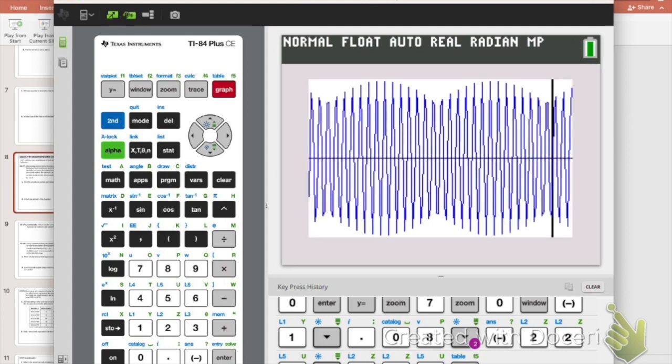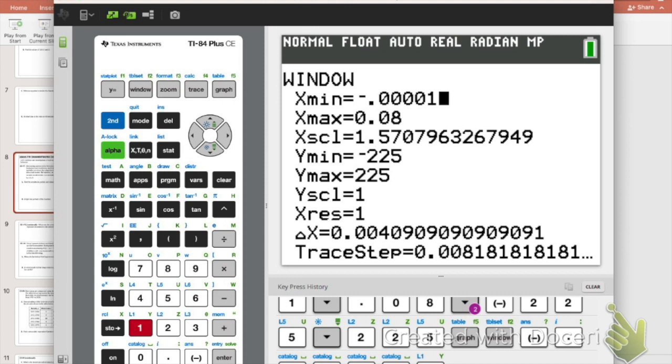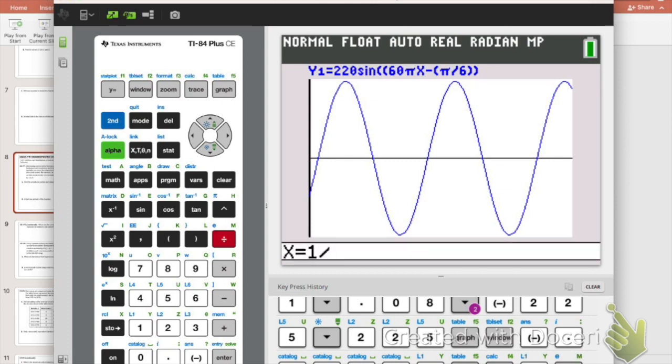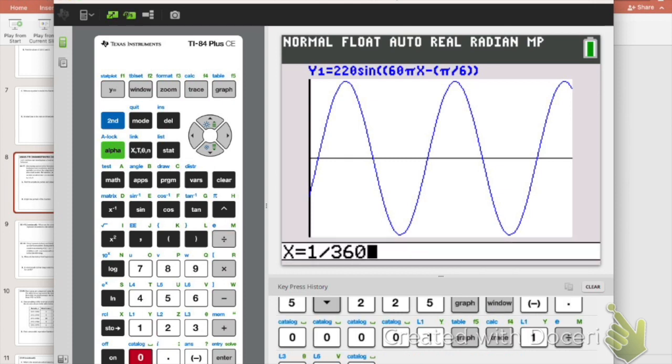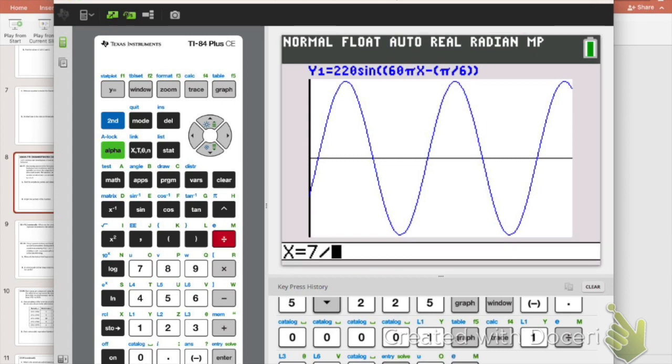Oh, that does not look good. We need to change this window. Our x needs to be smaller. Negative 0.0001. Let's see what that looks like. There we go. That's a little bit better. So then if I trace it, I should be able to see my first, hopefully, x-intercept at 1/360th. Yep, there it is. We said our next one was at 7/360ths.